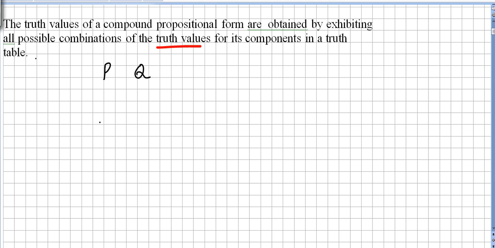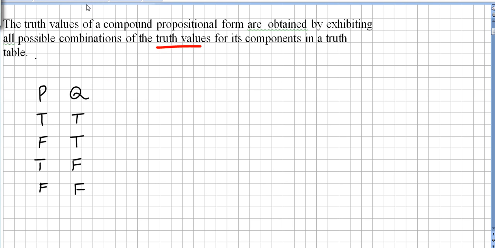So we are going to do truth tables for this. We have P and we have Q. We only have four possibilities. Either P is true and Q is also true, or P is false and Q is true, or true, false, and false, false.